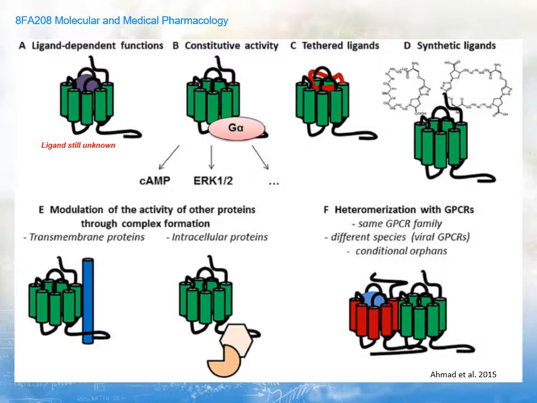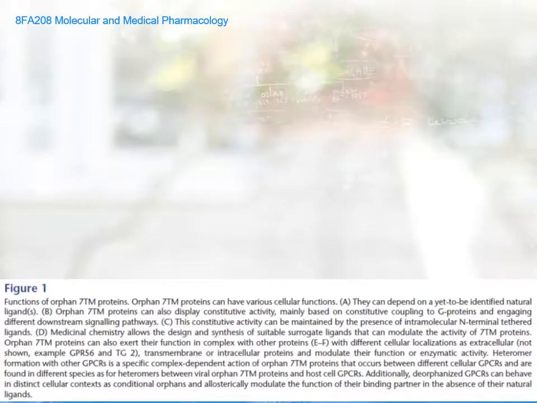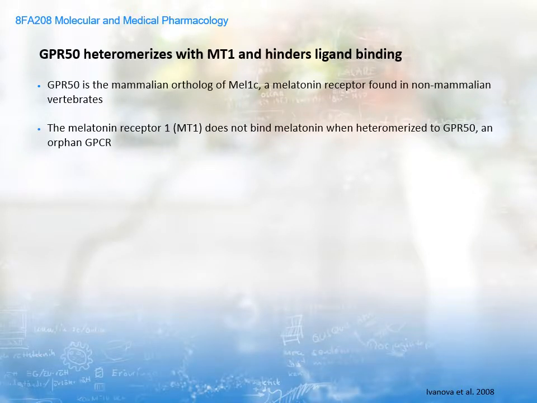This is basically from a paper of Ahmad et al. in 2015 that displays the same situation that Levoy speculated about. What are the different opportunities that orphan G protein-coupled receptors offer? And you see similar phenomena as I presented earlier. This is the legend of the figure from the Ahmad paper, so I'm not going to say more about this. And here are the two examples that I'm going to talk about to finish this lecture.